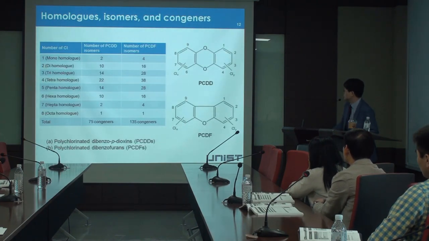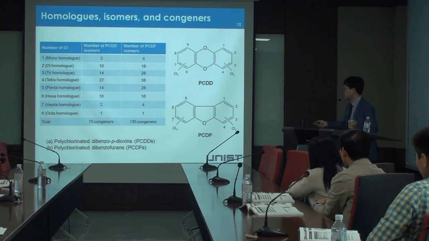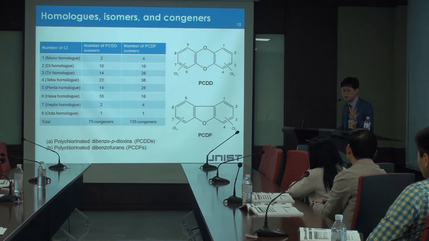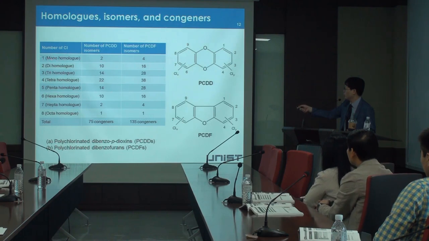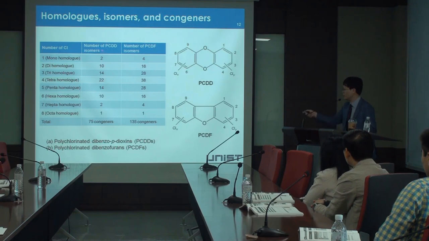Okay, this is the structure of dioxins. PCDD and furan: there are two oxygens and two benzenes, and these are the numbered positions, 1, 2, 3, 4, 6, 7, 8, 9. So there are 8 positions for substitution by chlorine. We can say mono, homo, when this structure has one chlorine, and then di, tri, tetra, and so on.